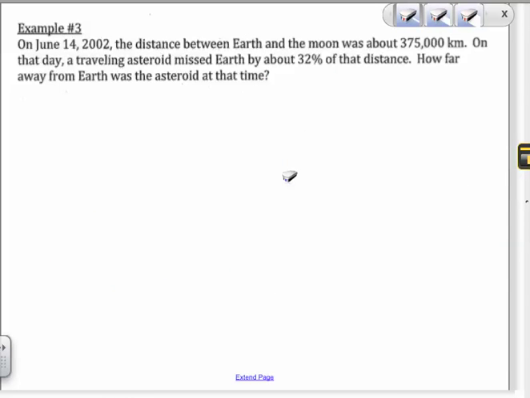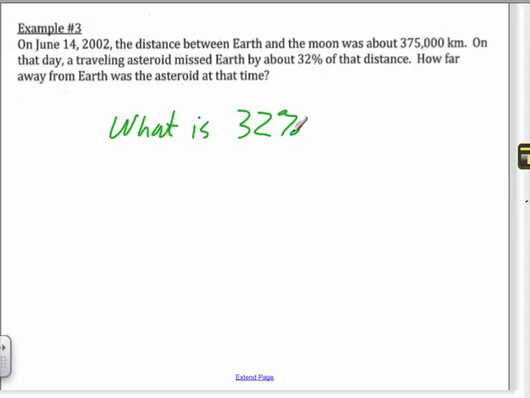It says, on that day, a traveling asteroid missed Earth by about 32% of that distance. How far away from Earth was the asteroid at that time? So, Julian, can you give me the question that I need to answer here? Can we write a question? Oh, let me get a pen. Here we go. What is 32%?